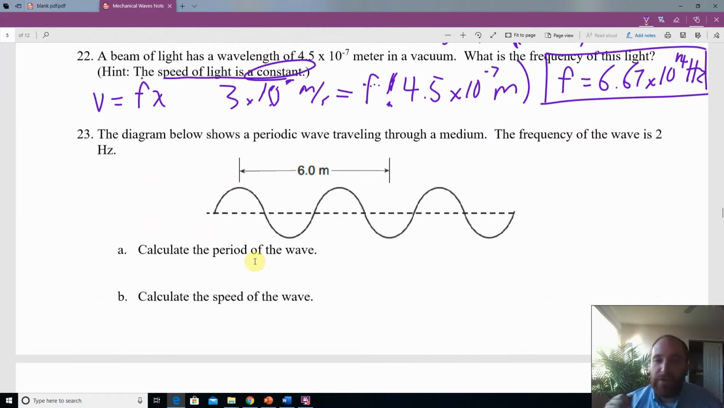Alright, 23. The diagram below shows a periodic wave traveling through a medium. The frequency of the wave is 2 hertz. Find the period of the wave. Okay, we're actually going to deviate from our V equals F lambda that we just did over and over and over again, because I tried to make a big deal out of this on lesson number 1 for this topic. If you know frequency, you can find period, always. You don't need anything else, because we have an equation with those in it. T equals 1 over F.